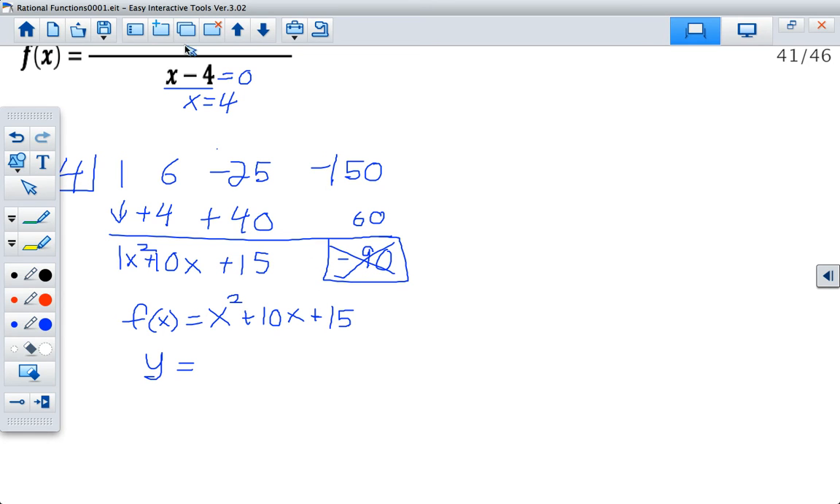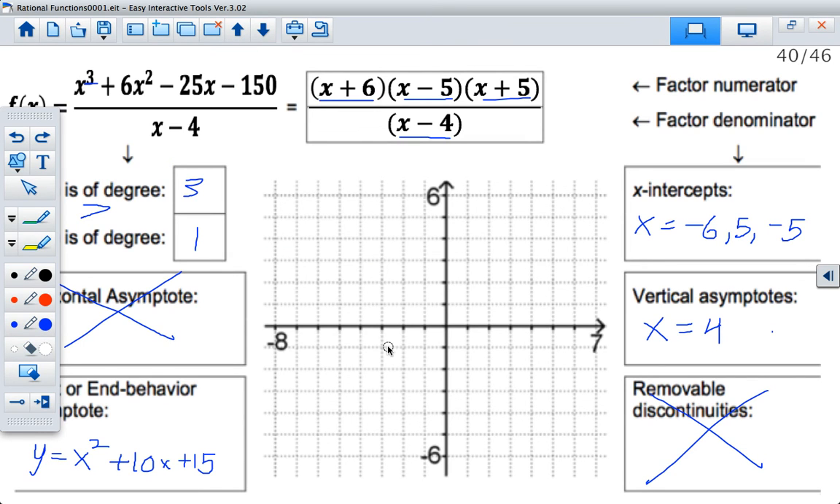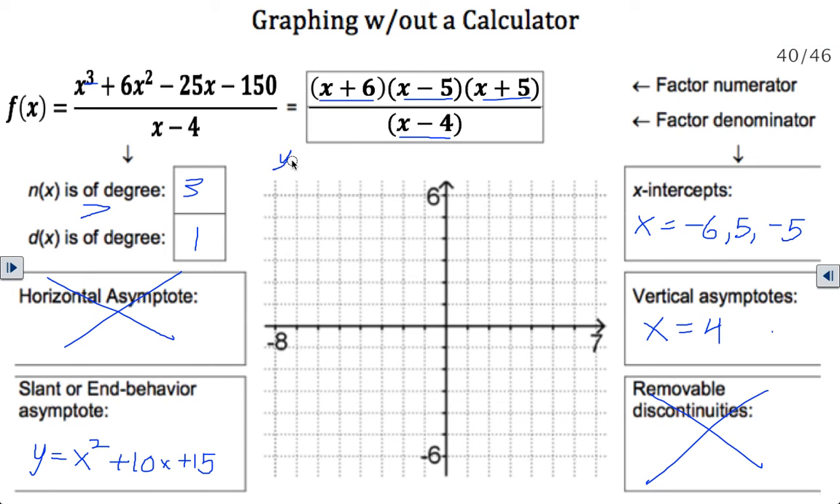Yep, plus 15. All right, so there's all the information. Now I need to go ahead and plug this stuff into my graph and graph it. Let's see. Oh, dang it. I forgot my y-intercept again. You don't want to forget the y-intercept. It will help you tremendously.